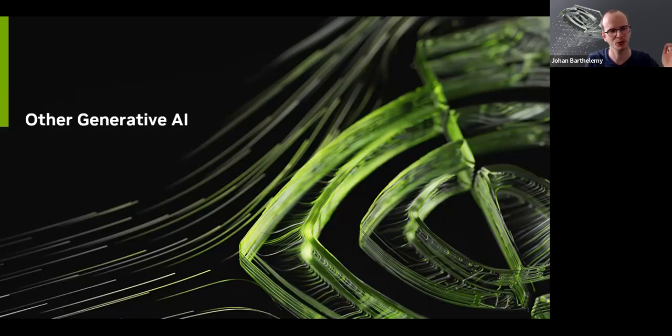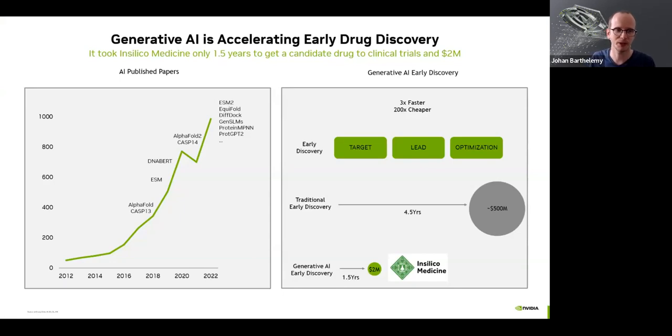Now, I'd like to just quickly go through different types of other generative AI that can be relevant to many different types of business. First one, and that's a big one, it's about early drug discovery. As I mentioned before, drug discovery can use large language models and generative AI because it's just another language. We can see in the literature that more and more papers are coming out about using generative AI for drug discovery.